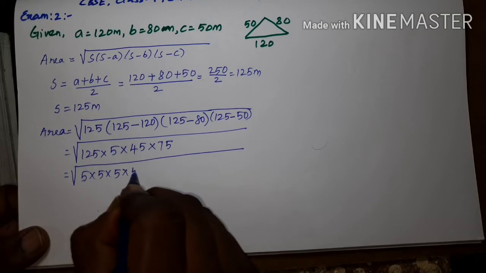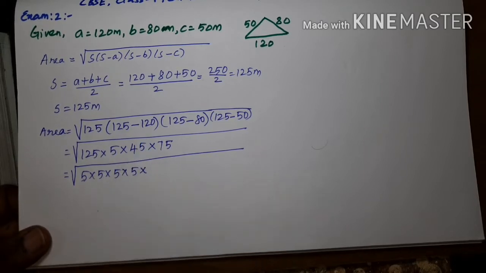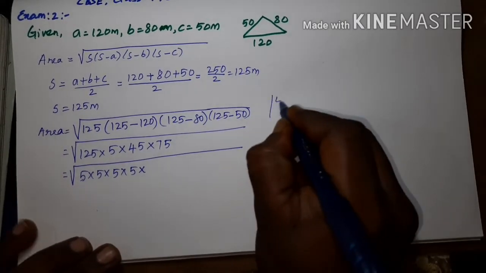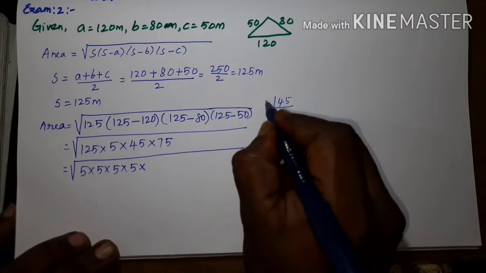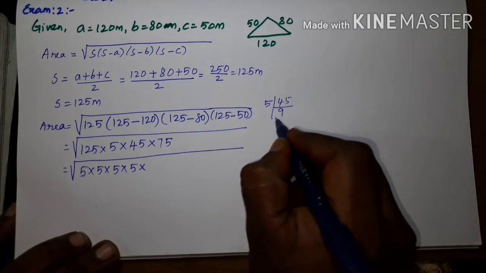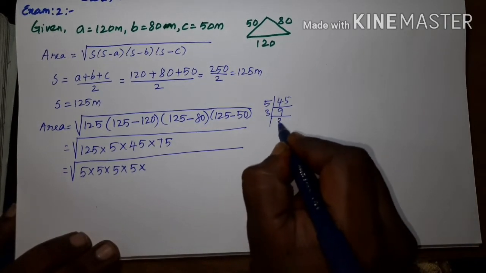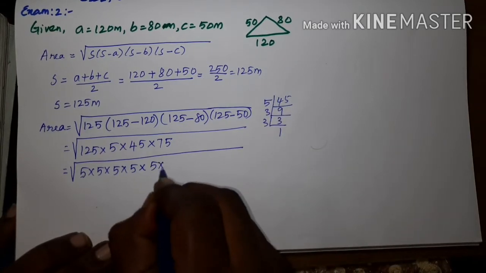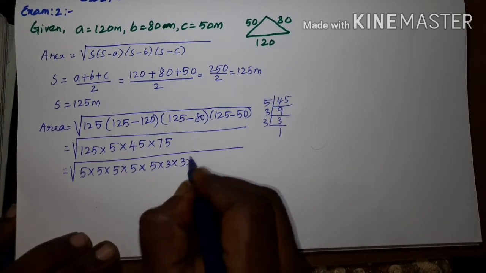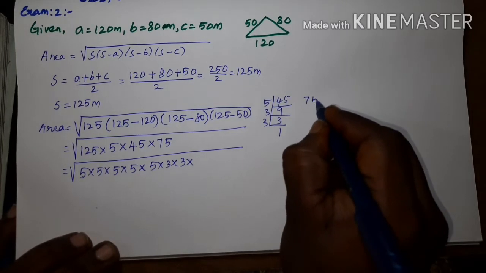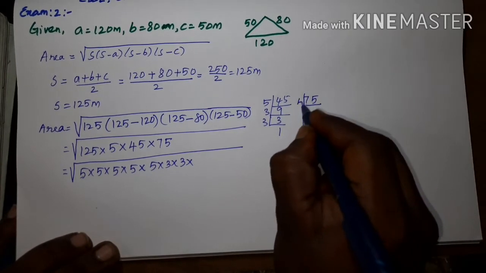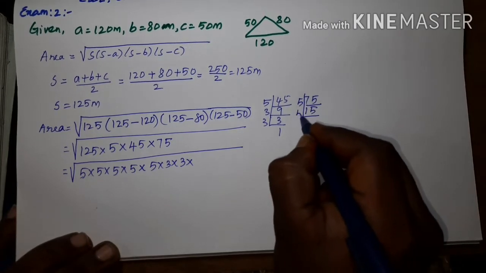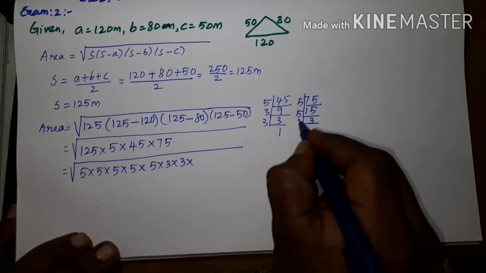And next, the factors of 45. We need to find the factors, and if I take the 5 table 9 times, and 3 and 3 and 1 time, so the factor of 45 is 5 into 3 into 3. And next I need to find the factor of 75 also. The factor of 75 is, I am going to apply the 5 table 15 times, that means 5 times, and again 5, and next value is 3 and 3 one time.